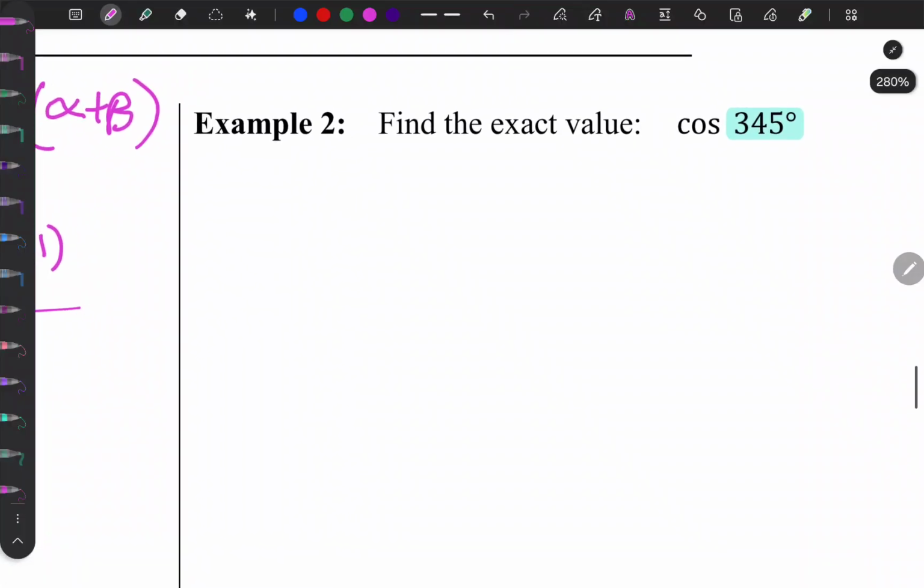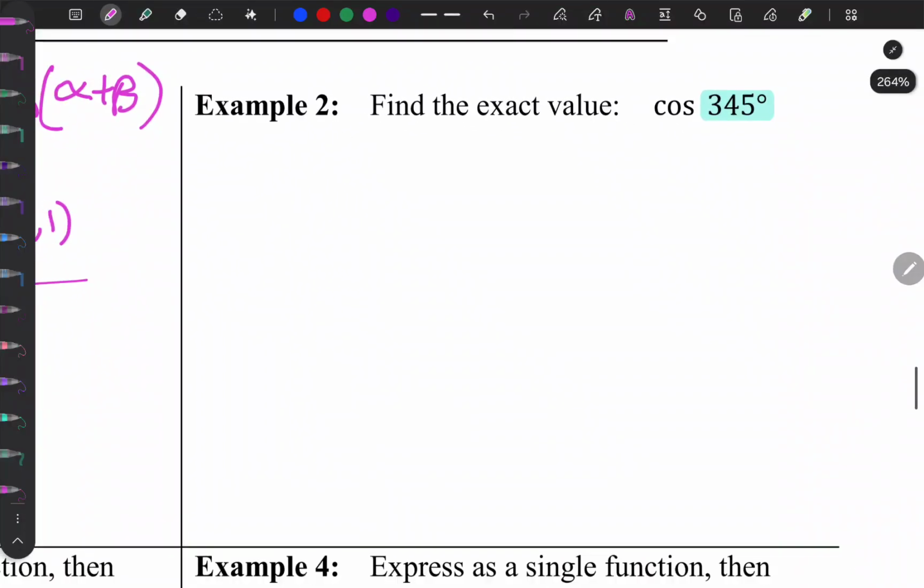So this is a case where we would actually want to find two other angles that either add or subtract to 345 degrees. So we're looking for something in the format cosine alpha plus or minus beta. So can we find a pair of angles that either add to 345 or subtract to 345 where we do know how to find exact value for those angles? Noticing 300 would work really well, so would 45.